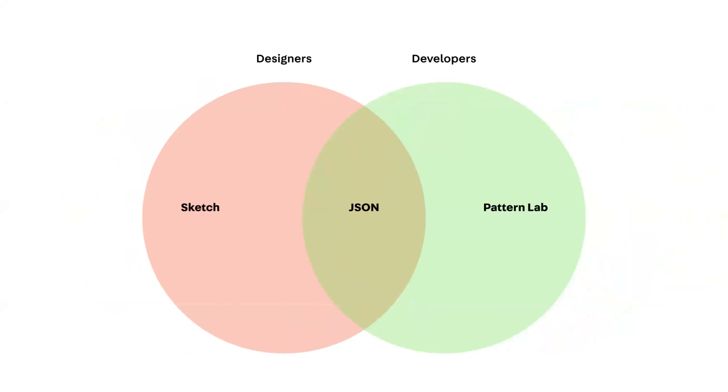As an example, if you're using Sketch as a designer and your developer is using Pattern Lab, there is a common overlap between those tools, which is JSON. Pattern Lab ingests JSON, Sketch outputs JSON, right? So you collaborate. Designers, how do you structure your Sketch files to output a file that's the least work for the developer, right? Developers, how can you set up your patterns to read the JSON file that's the least work for the designer, right? It's the way to collaborate.